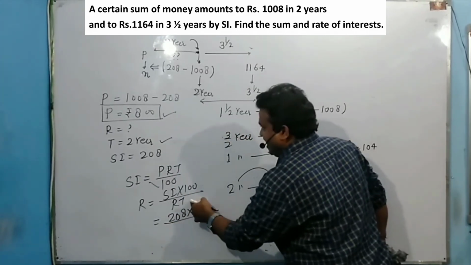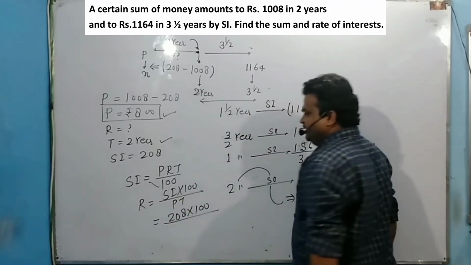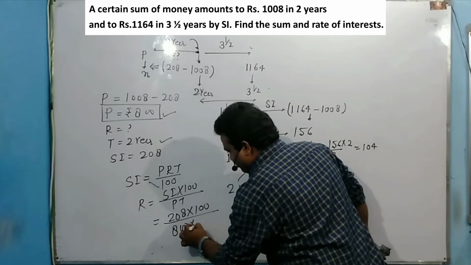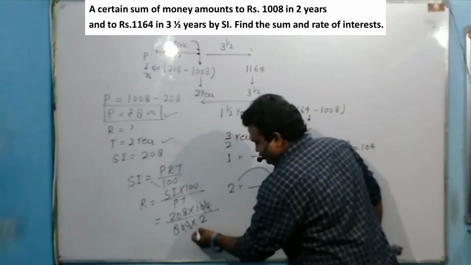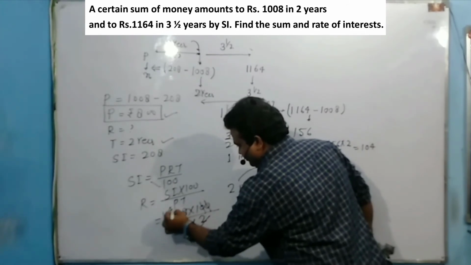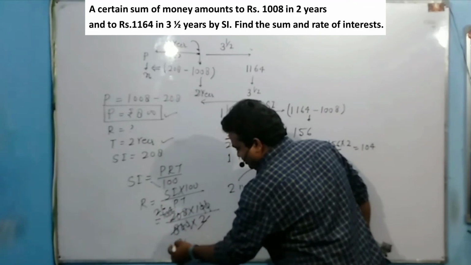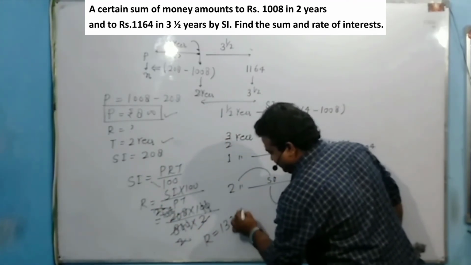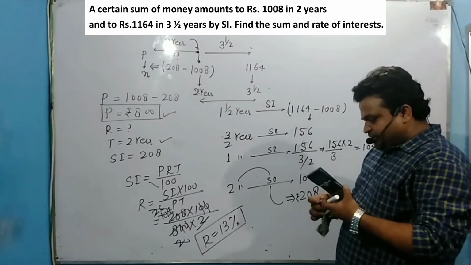208 into 100 divided by P into T. Sorry, this is PT. So P is what? 800. What is time? 2 years. So 208 into 100 divided by 1600. 2 eights are 16, so R is 13% per annum. This you need to calculate, right? So this is one kind of question.